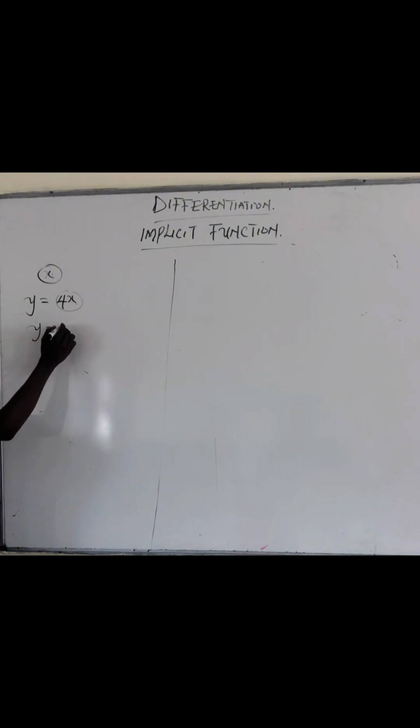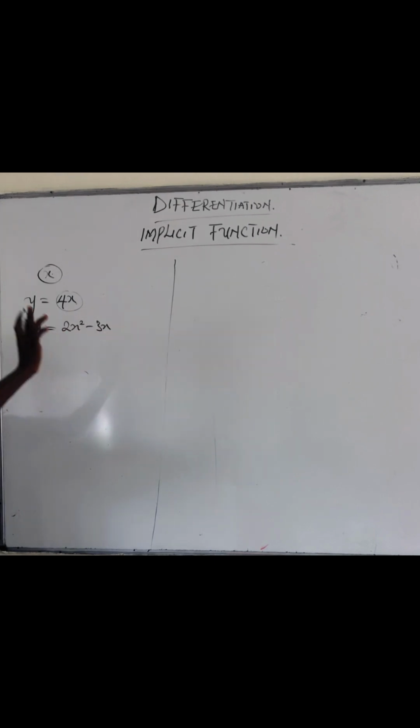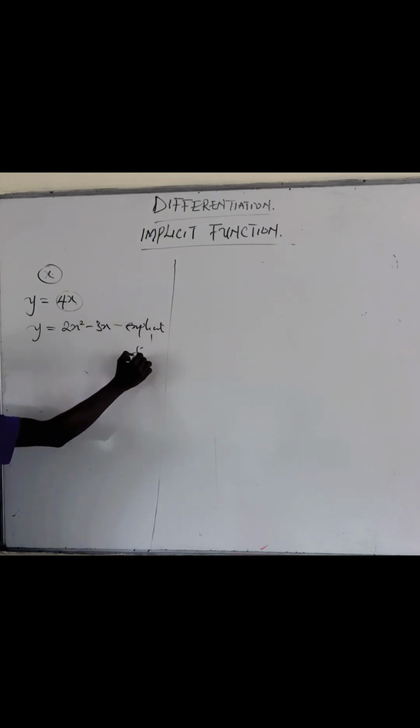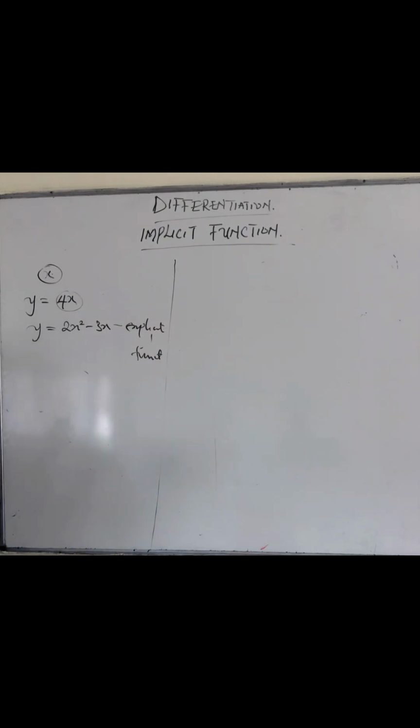You have y is equal to 2x squared minus 3x. How many variables is there? You can see that it's only one variable that we have there. So this is what we call an explicit function. Please take note of that. Explicit function. But when you have something like this, x squared minus y squared is equal to 4x.